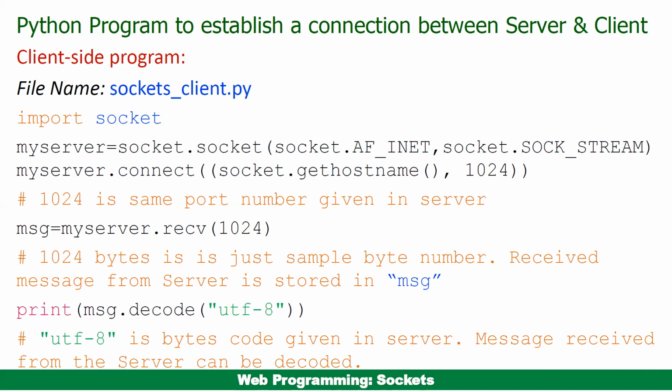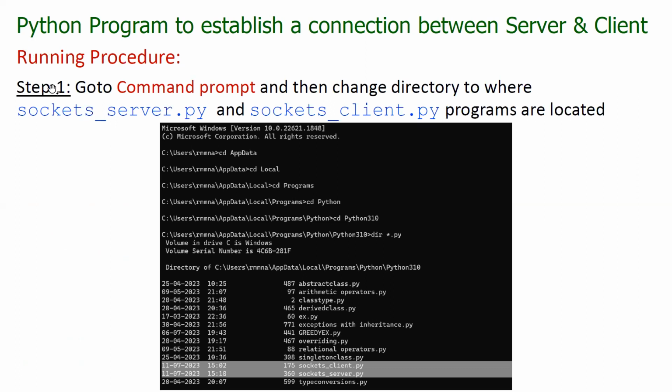Then how to run this program? Actually, directly in Python IDLE alone we can't run it. Using the command prompt, we have to run the server program and client program separately. Let us see the steps. First, the running procedure. Step 1, we have to go to the command prompt and change the directory to where your sockets underscore server.py and sockets underscore client.py programs are located.